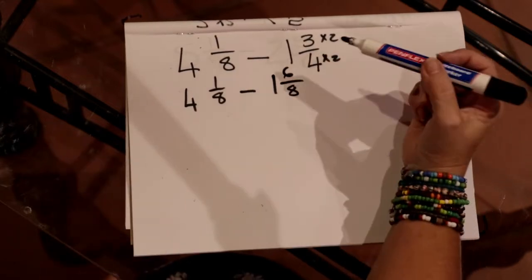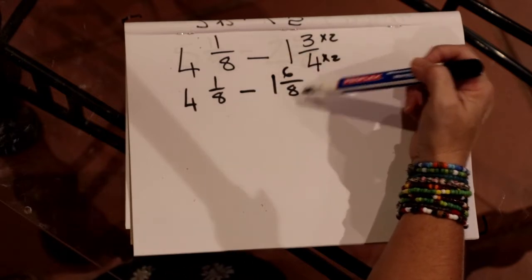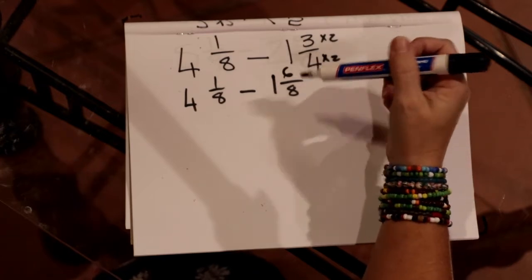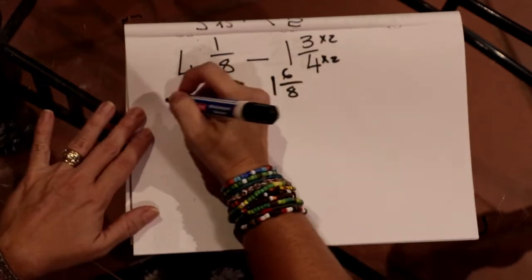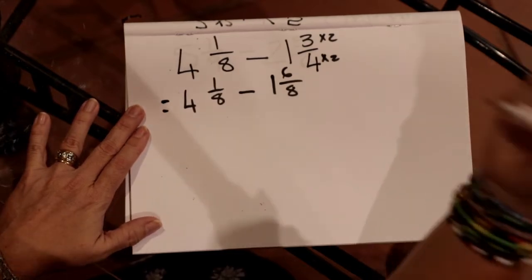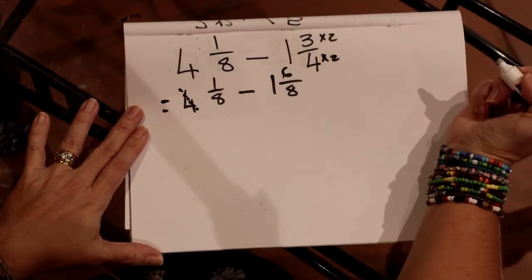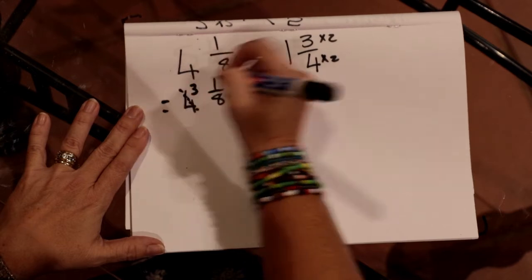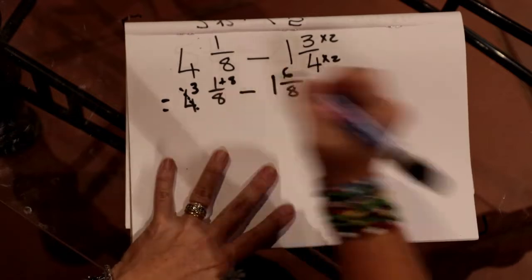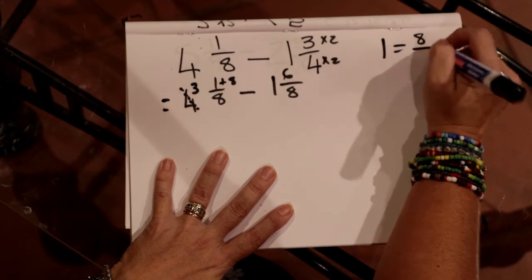Now the problem is 4 minus 1 I can do, that's 3. But I cannot take 7 over 8 away from 1 over 8, because 7 over 8 is bigger. But just like we borrowed in a normal plus and minus sum, we can borrow in fraction plus and minus sums. So we're going to borrow from that whole number, so it only has 3 left, and the fraction over there is going to get an 8. The reason why it gets an 8, because my denominator is 8, 1 equals 8 over 8.